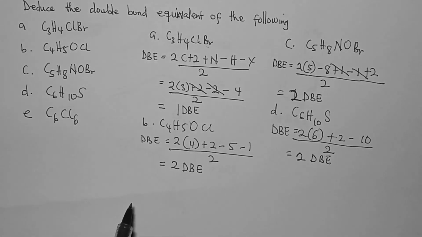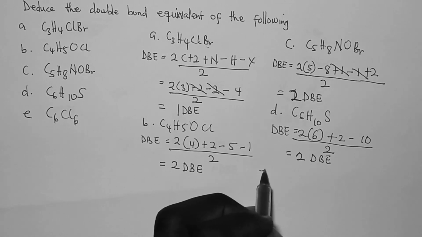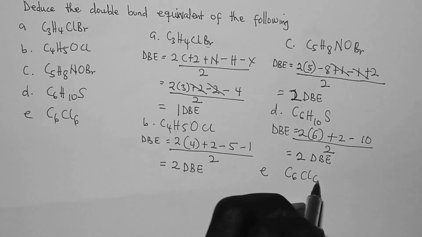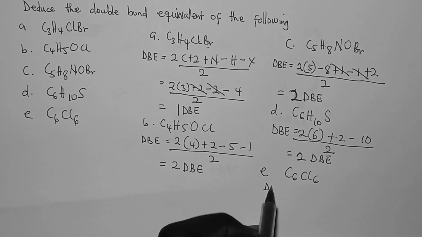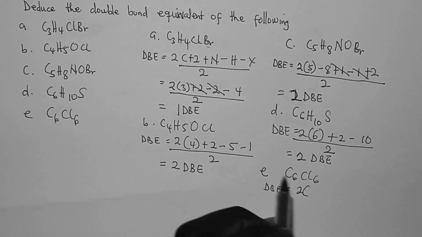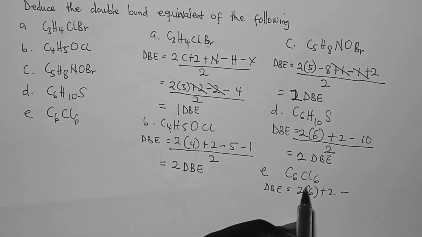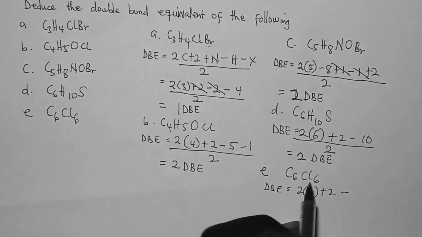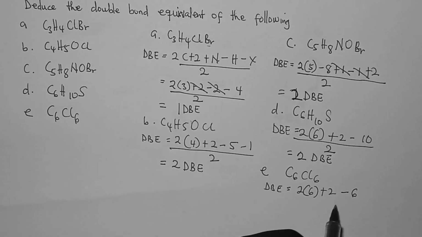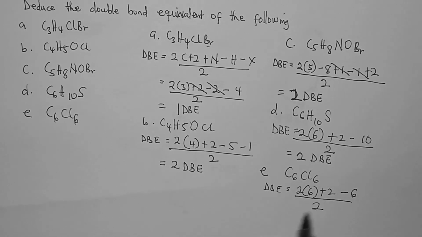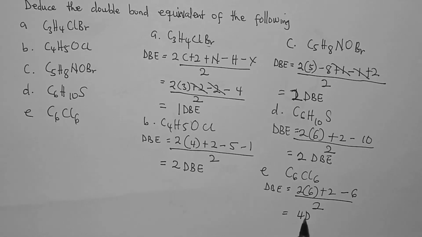Then let's come to the last one. The last one is the E, which is C6Cl6. So the double bond equivalence is equal to 2 times the number of carbons, in this case 6, plus 2, then minus the number of halogens, which is X, and that is 6 chlorine, so minus 6, divided by 2. So 2 times 6 is 12. 12 plus 2 is 14. 14 minus 6 is 8. And 8 divided by 2 is 4. So this is equal to 4 double bond equivalents.